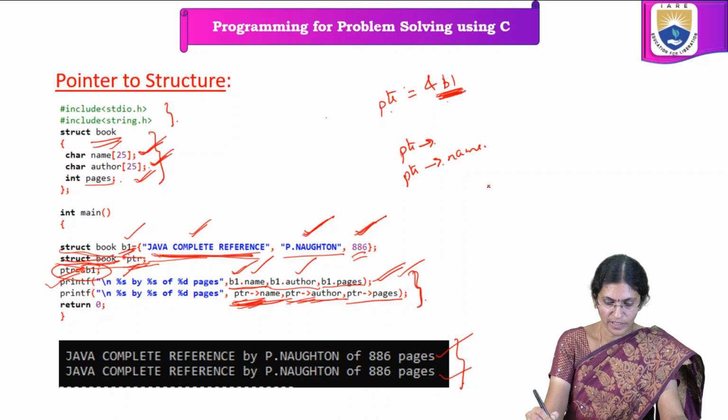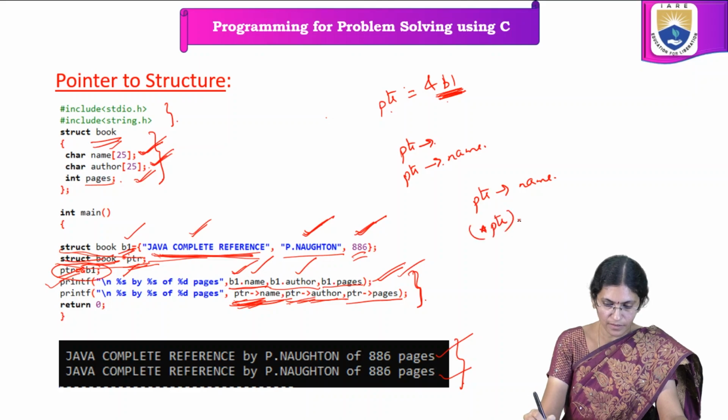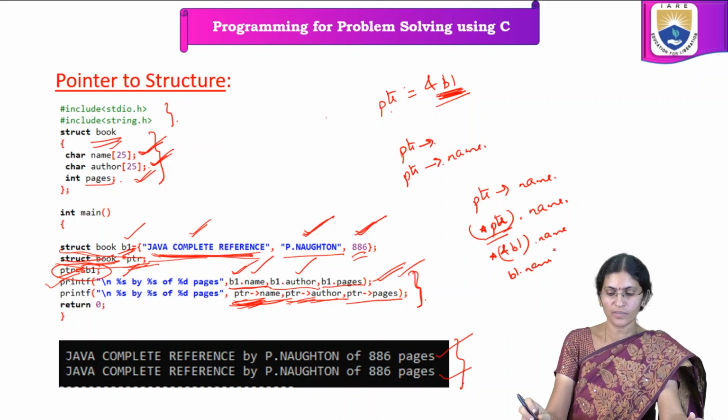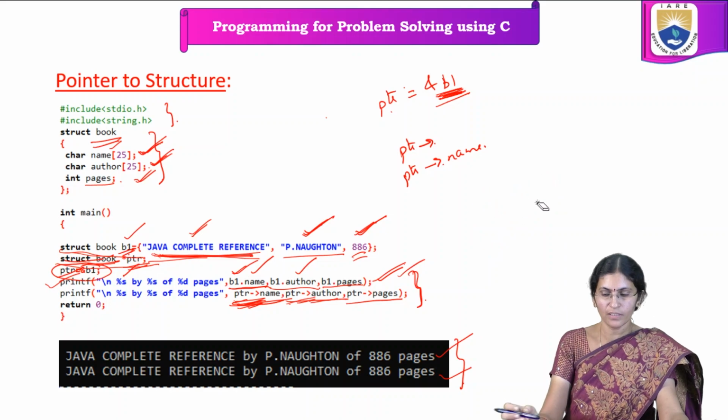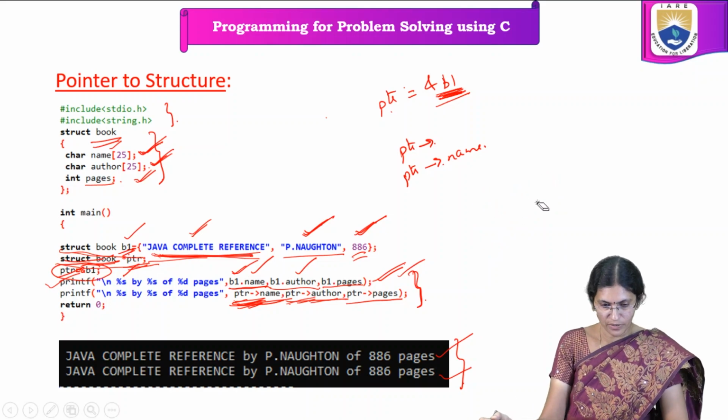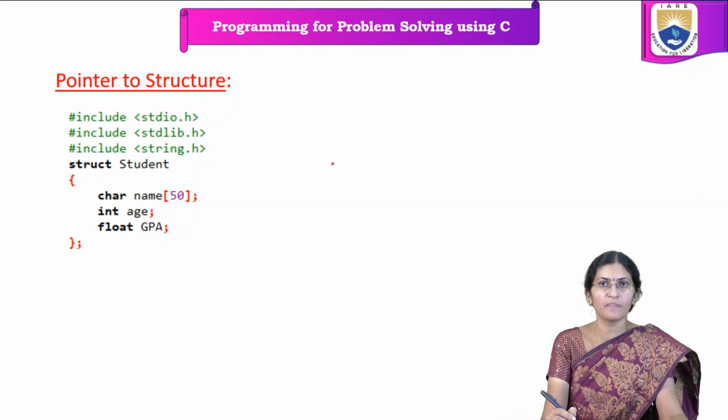So you can assume PTR arrow operator name is the same as (*PTR).name. So *PTR is nothing but the value at the address of B1, so (*PTR).name is simply B1.name. In this way you can assume it, and correspondingly you can find out the value which is assigned to each member. Next, one more example we will see here.